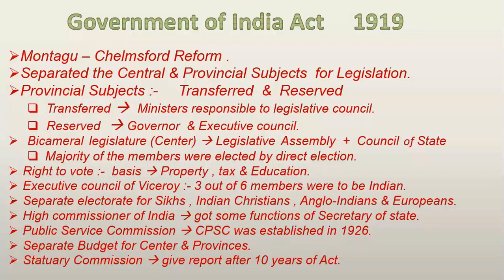Okay, so what was the scene? That there was a governor who was the head of province, there was an executive council to assist him, there was a legislative council to make law, and this legislative council was elected by people, and some people were chosen from within the membership of legislative council and they were appointed as ministers. Okay, some people were chosen from within the members of legislative council and they were made ministers.